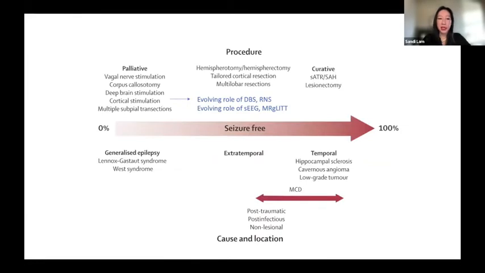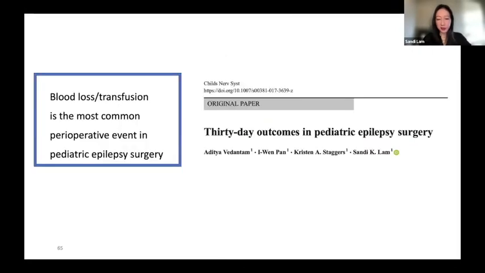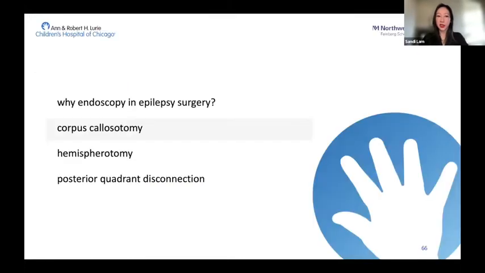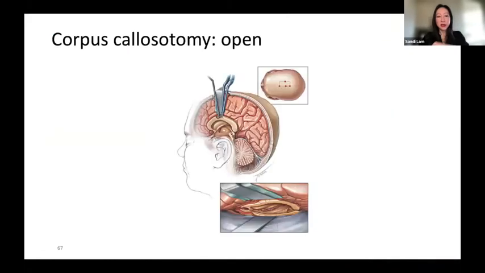There are so many epilepsy surgeries and so many more being developed, and there's an evolving role of deep brain stimulation, responsive neurostimulation, stereo EEG, and laser ablation. Of course, I'm not going to talk about all of them, but when I look at global reported outcomes, the biggest perioperative event in children is blood loss and blood transfusion. So that is something we can think about: can we minimize our surgical access corridor and achieve all of our goals? Let's take this through a few examples.